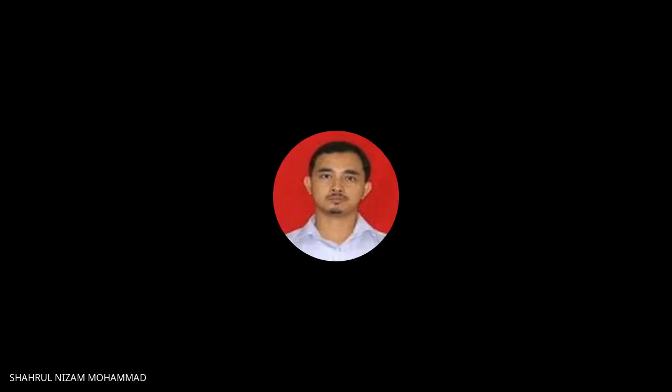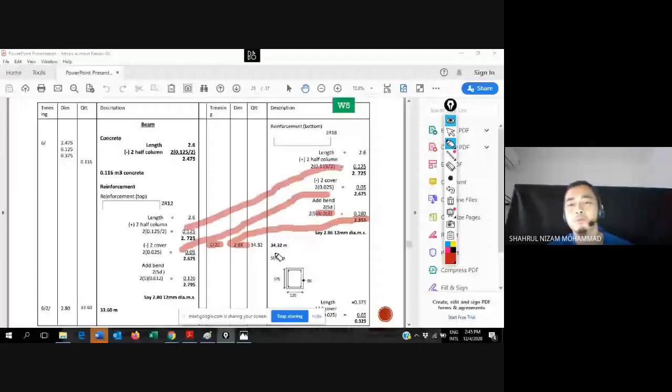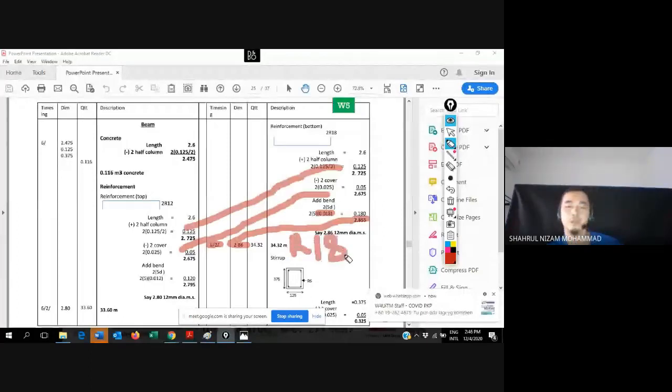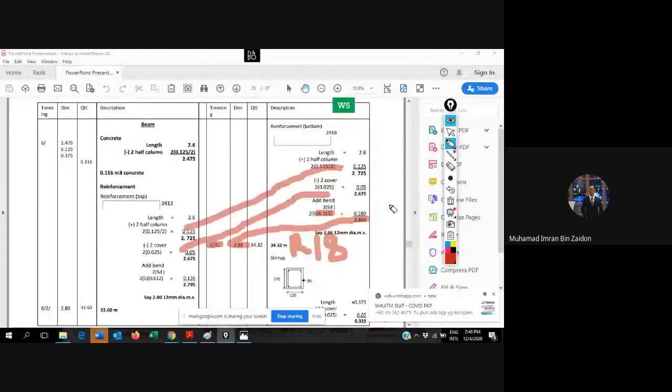So here it will be different with the top because they're different. It will be in mm, and then it will be slightly different from the top, right? So when you get this value, you put inside of the dimension and you just multiply 6 times 2. Times with 2.86, you will get 34.32 meter of 18. Any question for bottom reinforcement and also top reinforcement?